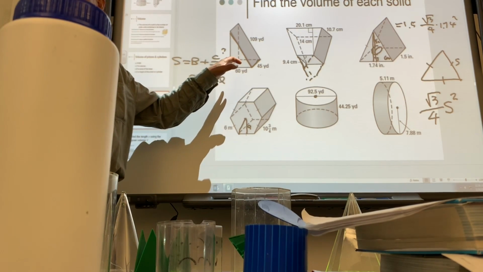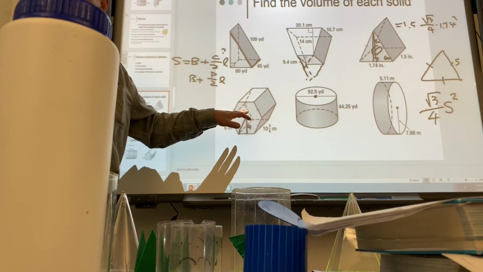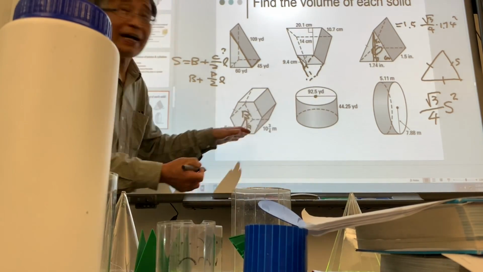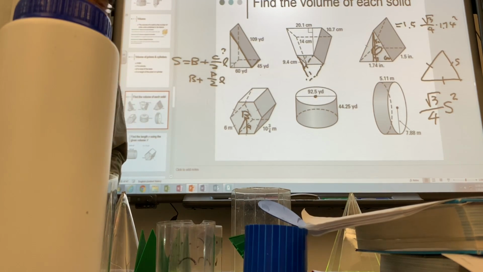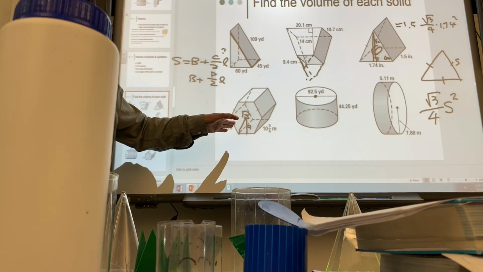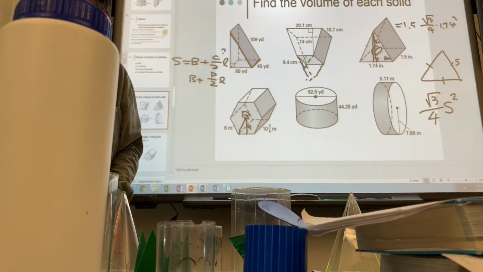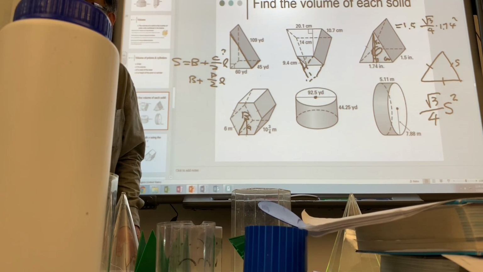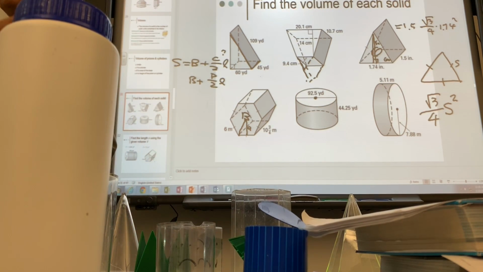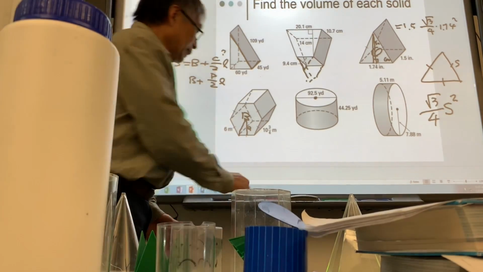For this question, find the base area times height. Base is a regular hexagon. Side length is 6. Can you find the area? Yes or no? If you cannot find it, after I go over some stuff, I will go over this question again. I will go over regular pentagon and hexagon again.